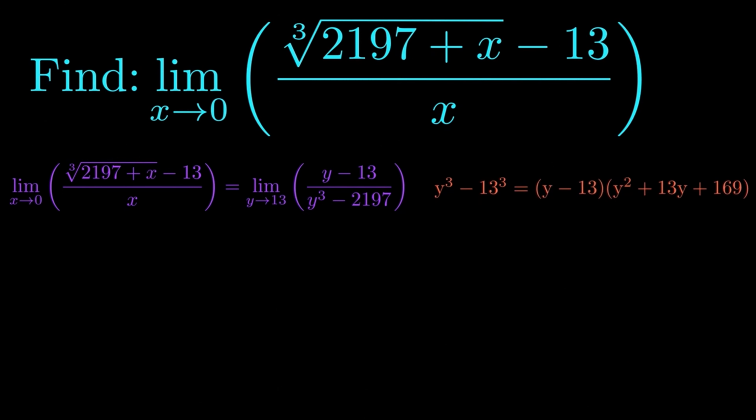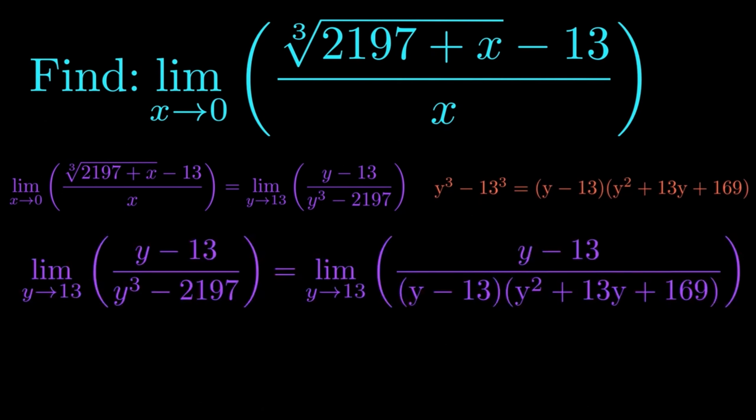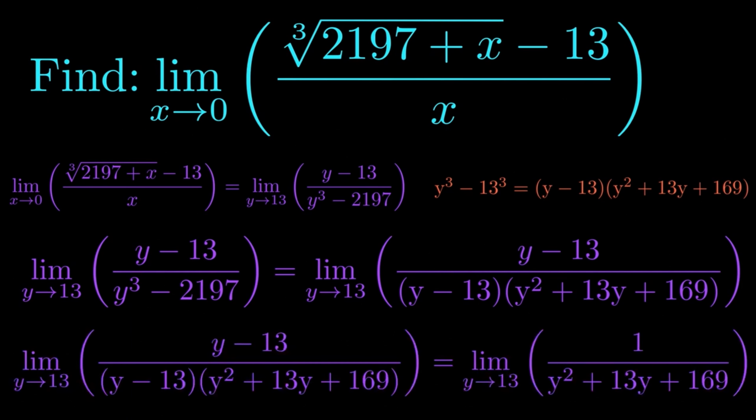This means we can rewrite our limit as y approaches 13 of (y minus 13) divided by (y minus 13) multiplied by (y squared plus 13y plus 169). Notice that we have a y minus 13 in the numerator and a y minus 13 in the denominator. We can cancel those, and we're left with the limit as y approaches 13 of 1 divided by (y squared plus 13y plus 169).